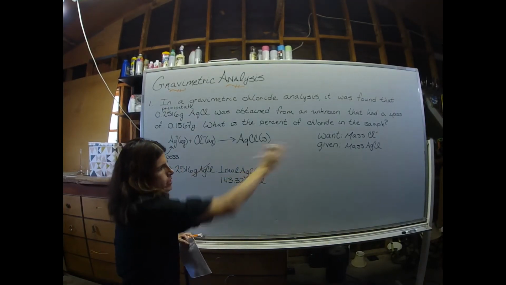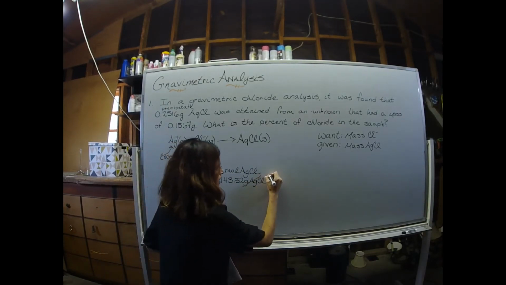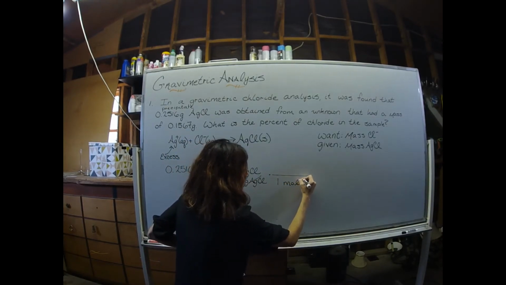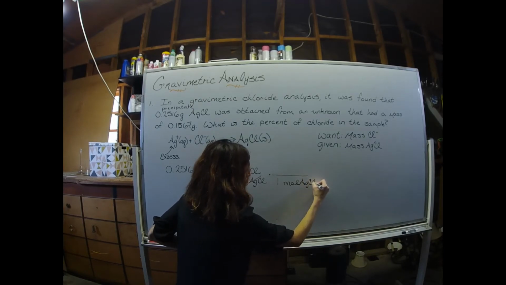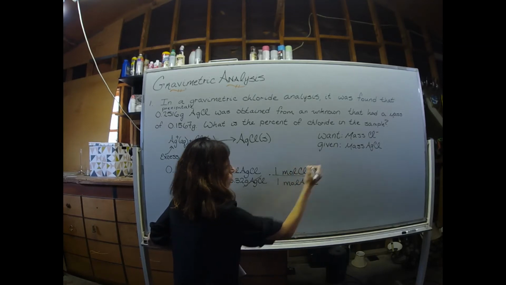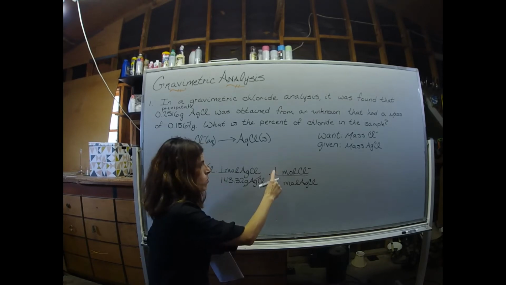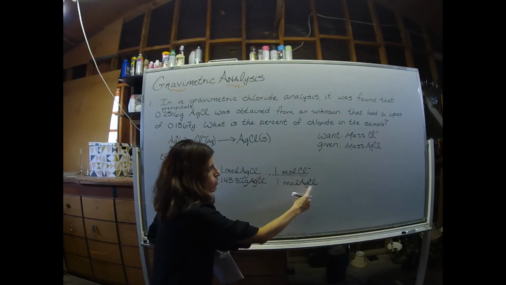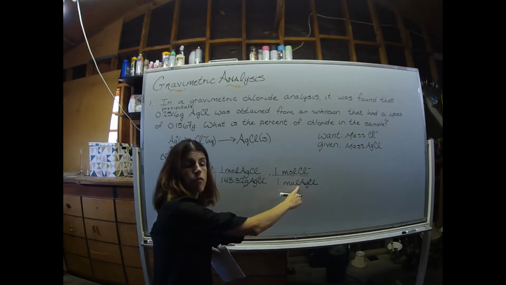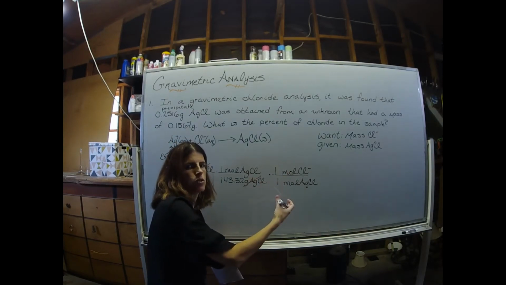Now, since I'm interested in chloride ions, and I have moles of silver chloride, I can get rid of the moles of silver chloride and relate it back to chloride ions. How do I know that it's a 1-to-1 ratio? There are two different ways that I know it's a 1-to-1 ratio. One, I can look at the formula here, and I know for every mole of silver chloride that forms, we must have 1 mole of chloride in the unknown sample.